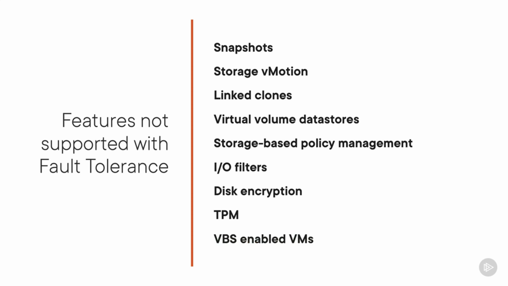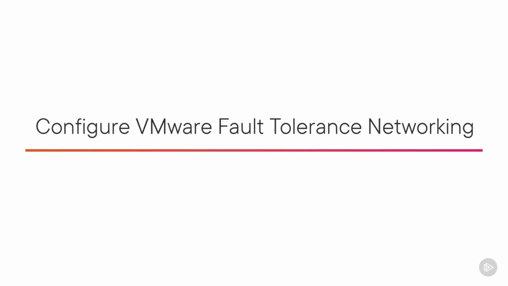With these requirements and limitations in mind, let's now move forward with the configuration of fault tolerance, starting off with the network configuration. To configure the networking for VMware fault tolerance, VMware highly recommends multiple gigabit network cards, one for fault tolerance, another for VMware vMotion. Of course, 10 gigabit networking is also recommended.